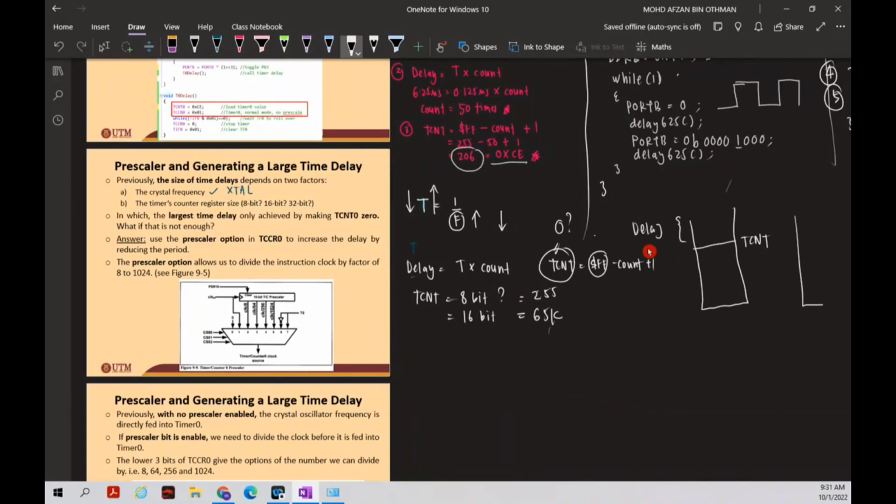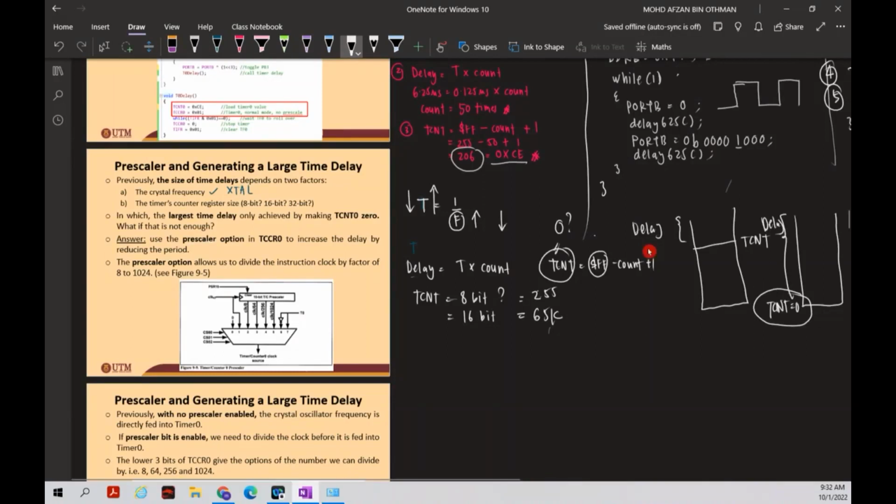If you put a TCNT here, TCNT equal to 0, which means you empty your water bottle, what happens? The delay will become the maximum delay, the largest delay that you can create before the water overflows from this bottle after we put the water inside. So to create the largest delay, how to achieve it? By putting TCNT equal to zero. What if that is not enough? The answer would be to use a prescaler option.